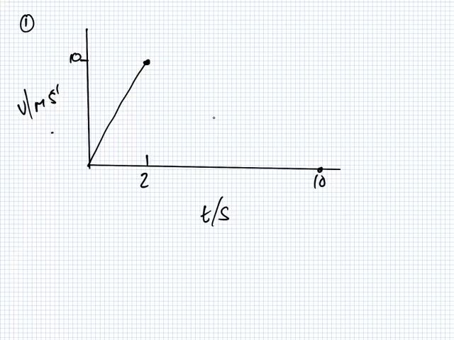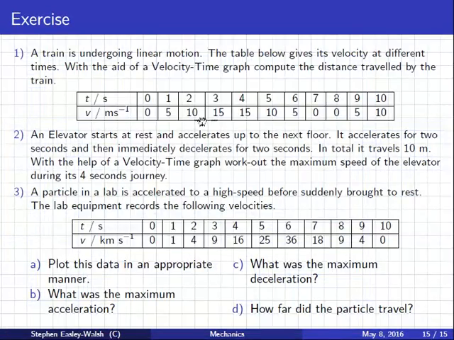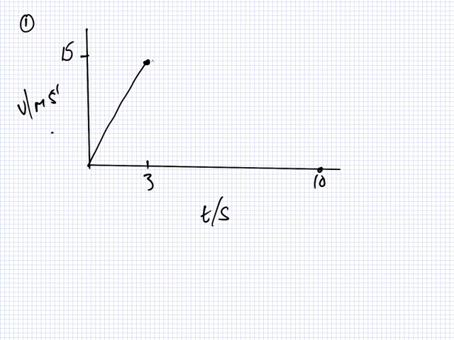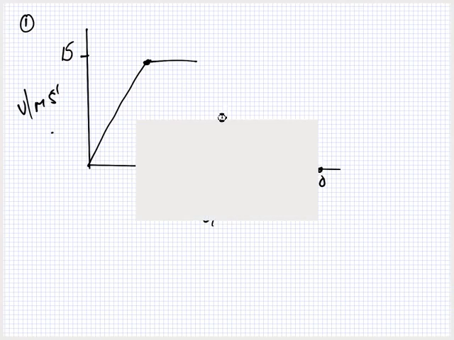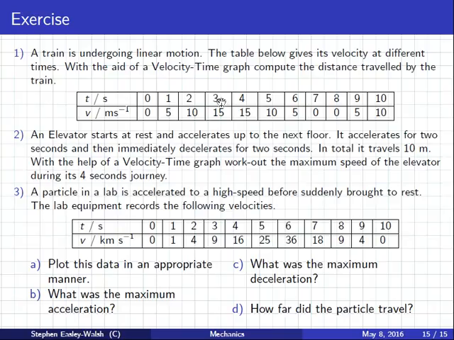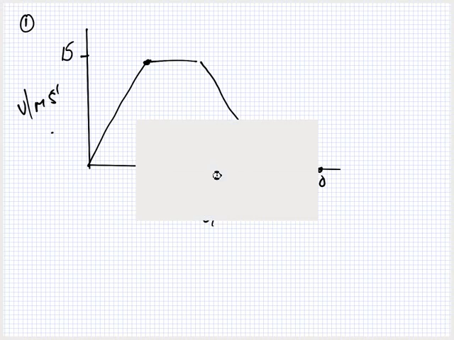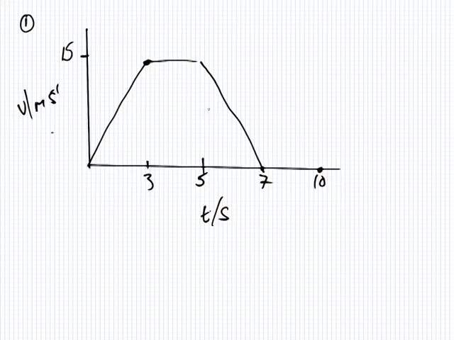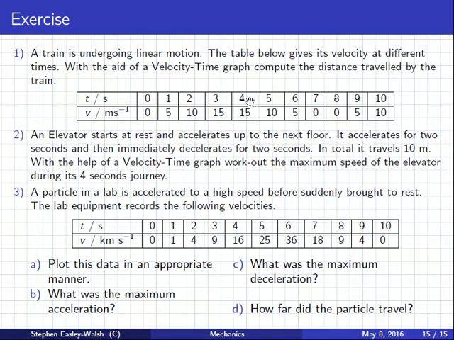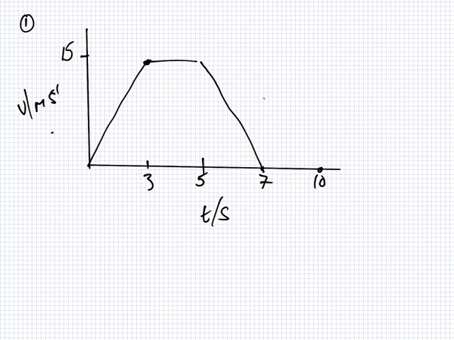It goes up to 15 in 3 seconds. Sorry, so that's a 15 and that's a 3. And then it keeps that for 2 seconds. So it goes to 5. Then it goes down to 10, 5, 0 at the 7th second. So that's the 7th second. So let me just double check. After 3 seconds it's hit 15 and it's still at 15 at 4. That is wrong. Is it?